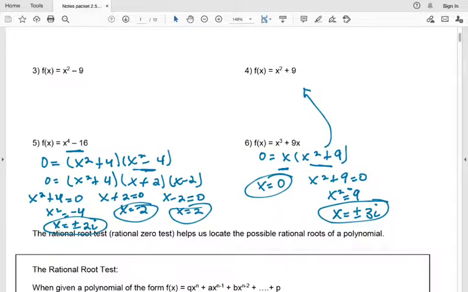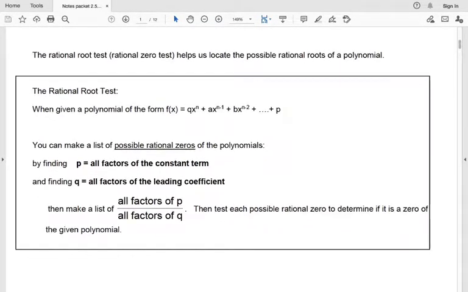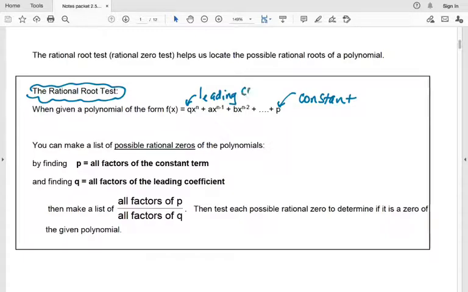All right, let's talk about how it's hard to factor some of these polynomials, especially if the degree of the polynomial is like x to the 5th or something. So we have the rational root test to help us out with that. If you'll notice, we have this right here as our constant. It won't have any x attached to it, it's just a number. And then you've got your leading coefficient, the number that's in front of the highest degree term.